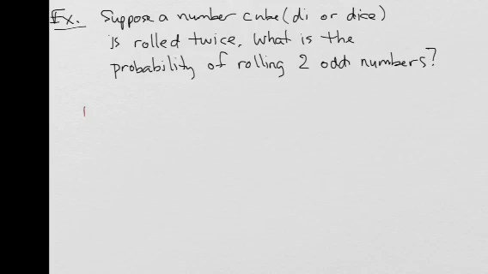So again, it would look like this. I want to know the probability of getting an odd number and another odd number. All right, so let's look at it. So the first one, let's call this A, and then this would be B.